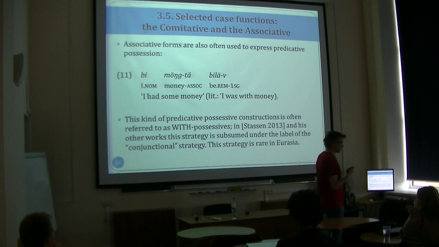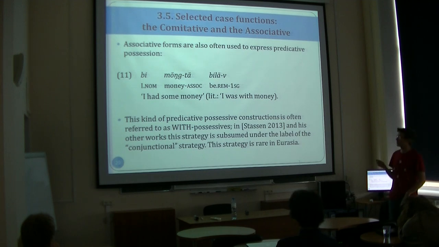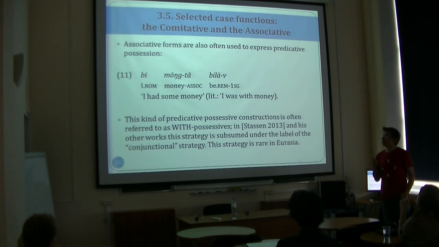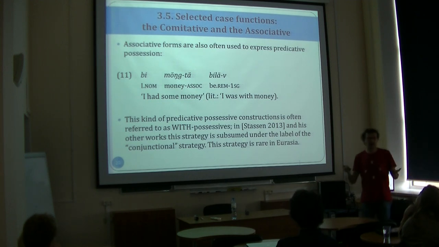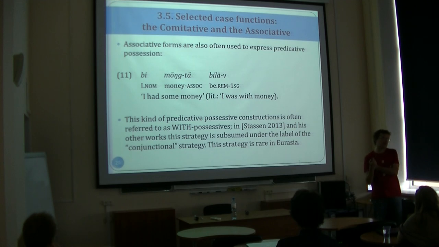predicate possessive constructions, so in constructions which express meanings such as I have some money, or a car, or a daughter, or something like that. So that's the basic pattern, not the only one, but the basic one. So I had some money would be, I was with money. It's again an affix which creates this idea of possession.